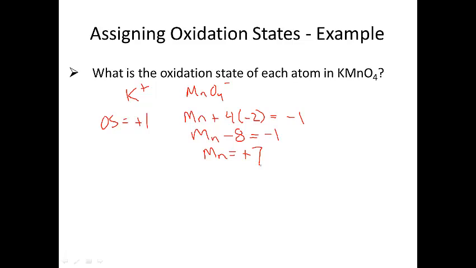how did I get -1 as the sum? Because the charge of this ion is -1. Good question. All right, so guys, on the next page, come up with your oxidation states for all of the different elements in those compounds.